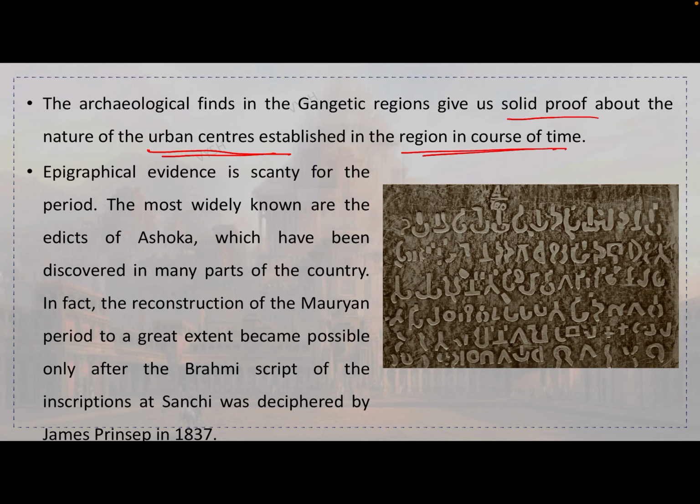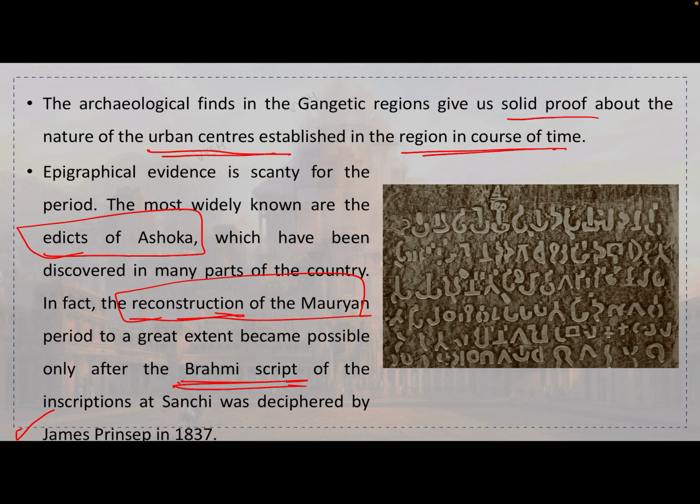region in course of time. Epigraphical evidence is scanty for the period. The most widely known are the edicts of Asoka, which are very important and have been discovered in many parts of the country. In fact, the reconstruction of the Mauryan period to a great extent became possible only after the Brahmi script of the inscriptions at Sanchi was deciphered by James Prinsep in 1837.